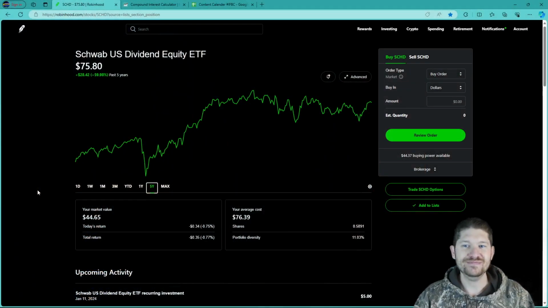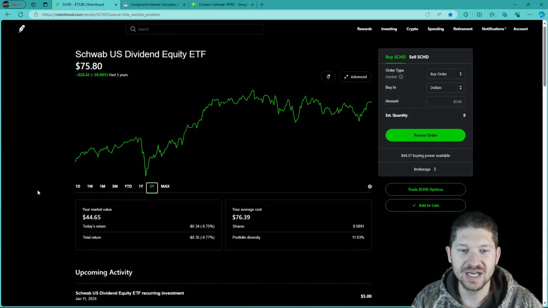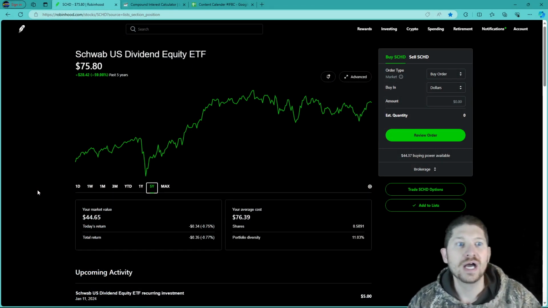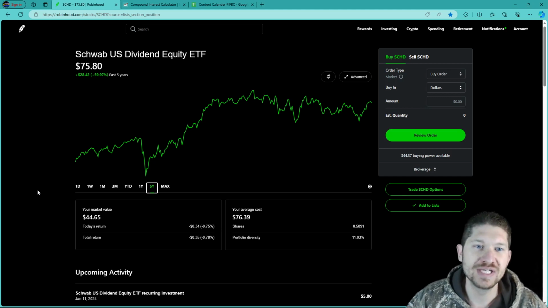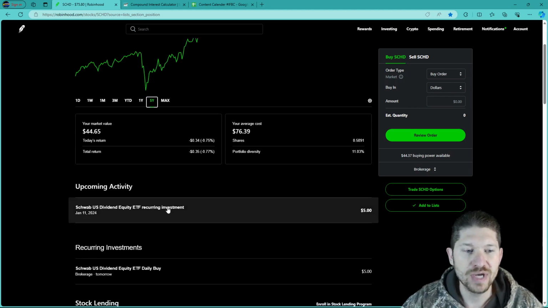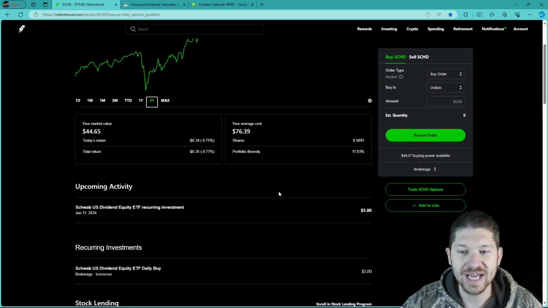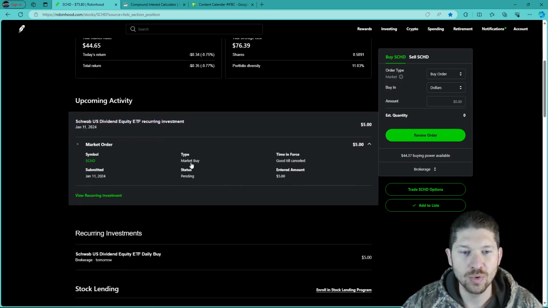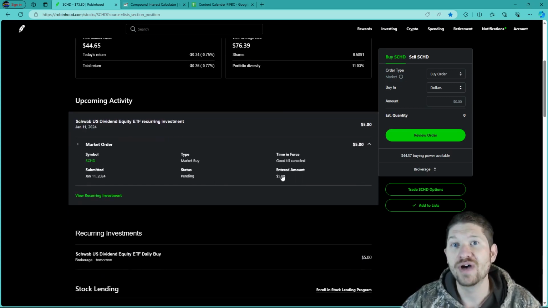Now, we're going to get into Robinhood right now. And as you can see, now the market is open. I do like that dark appearance, though. It's really nice on the eyes. But the Schwab US Dividend Equity ETF's share price is right now $75.80. Now we do have an upcoming activity for the day. We are put in for a market order that's pending right now for $5.